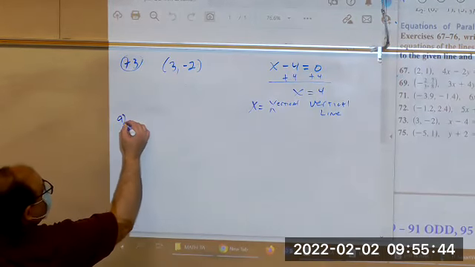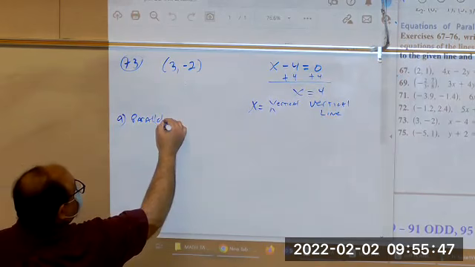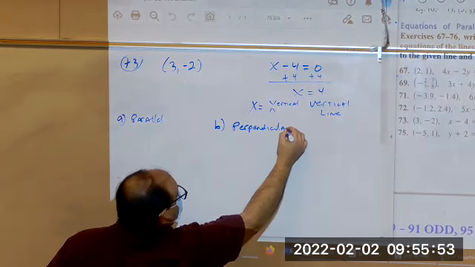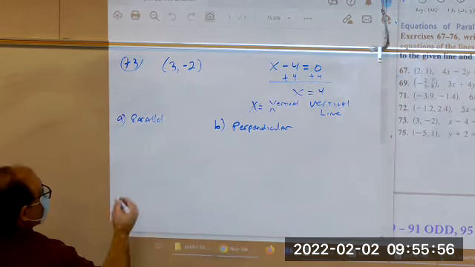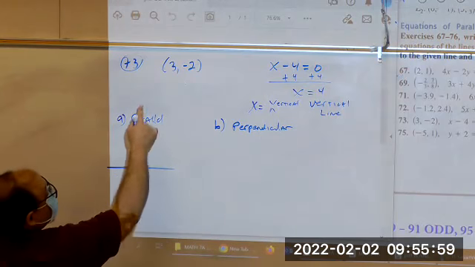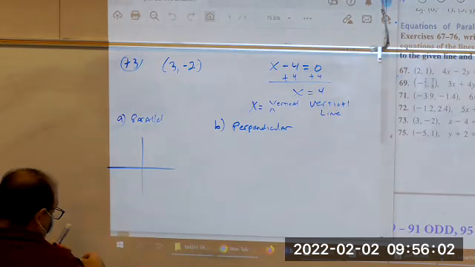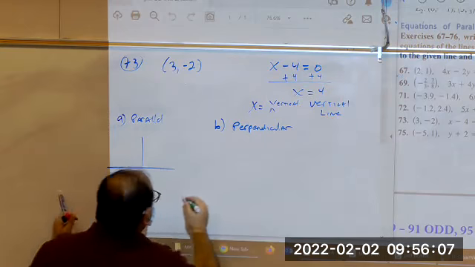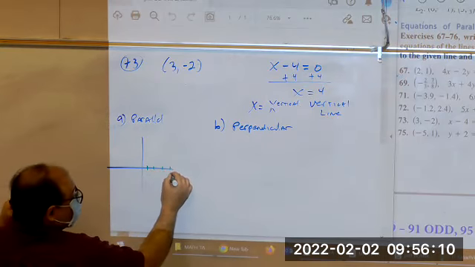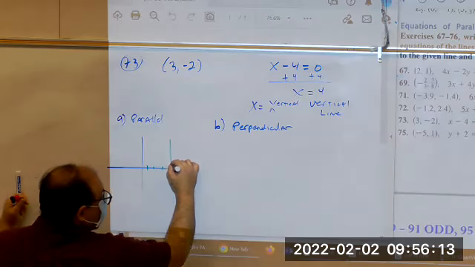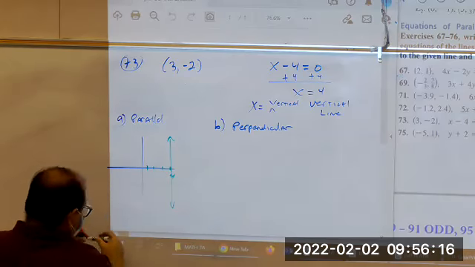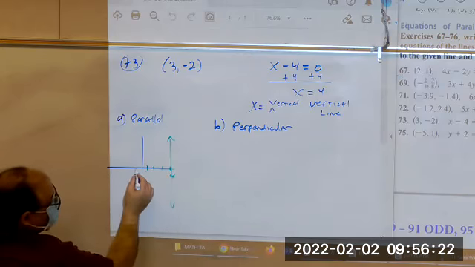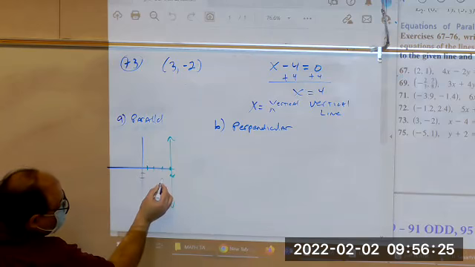So, A, parallel, B, perpendicular. Now, a picture, just a quick sketch. The point (3, -2) is in quadrant 4. First of all, I'm going to graph this line, x equals 4. It's a vertical line at 4, straight up and down. For the point (3, -2), you go 3 over, and then down to -2, right there.